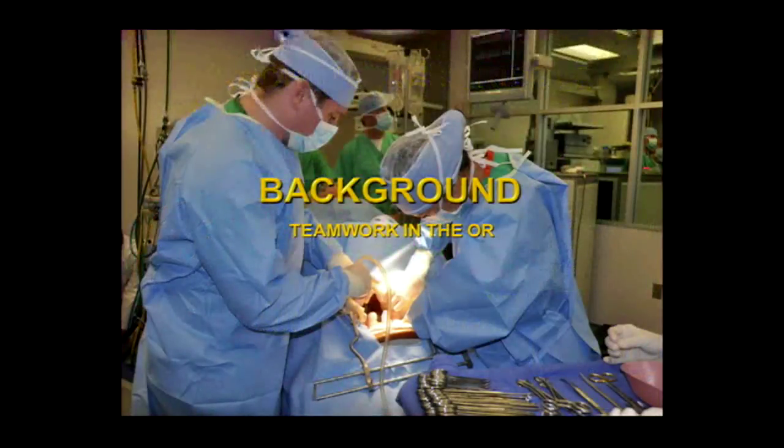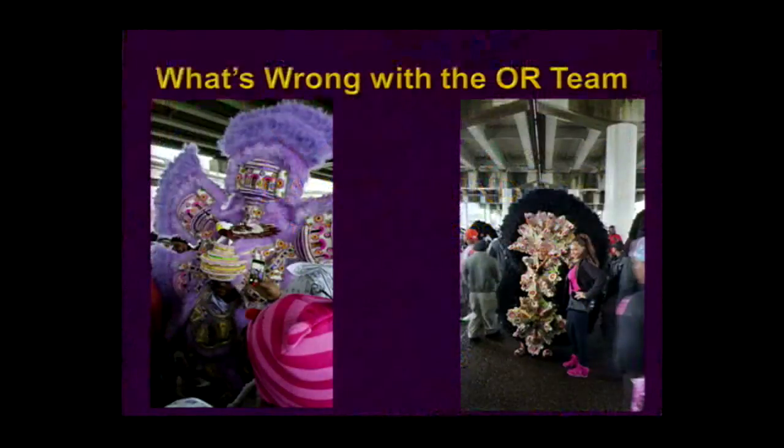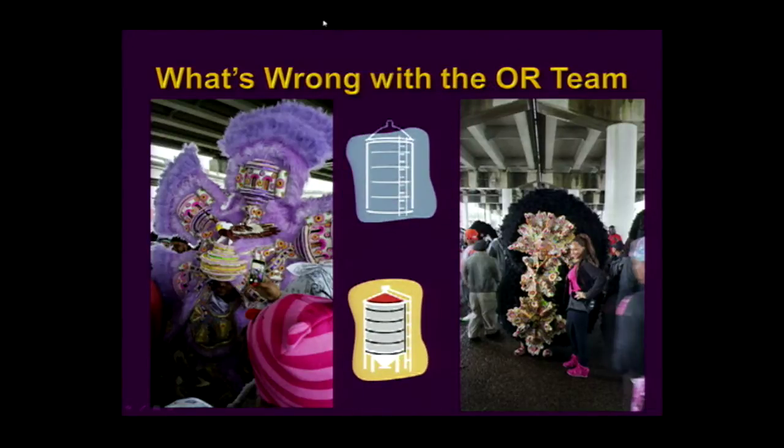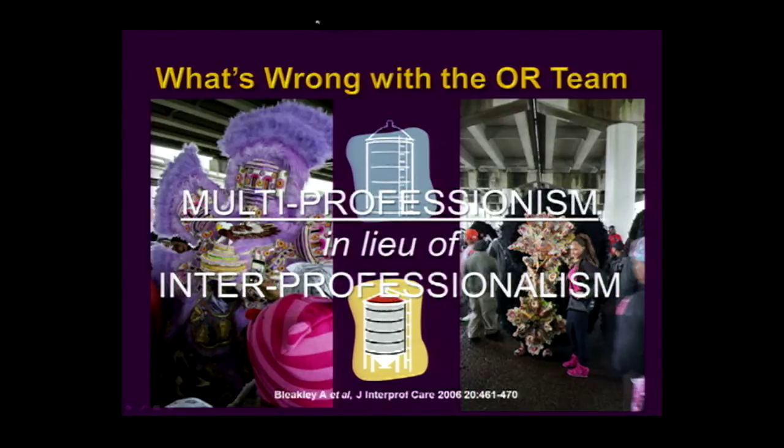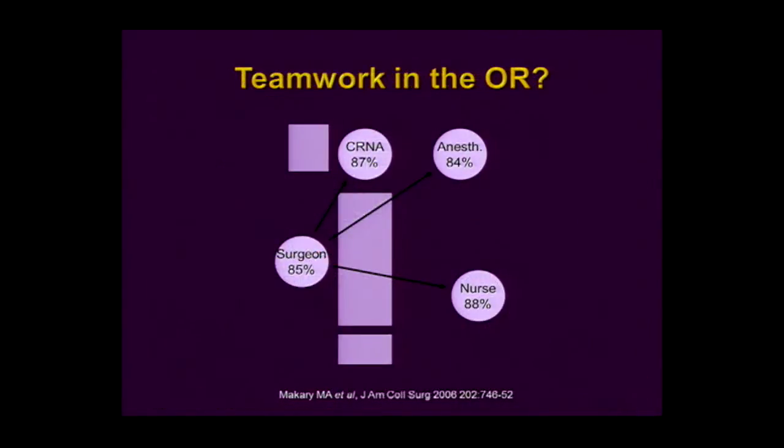So let's talk a little bit about background and teamwork in the OR. This is what's wrong with the OR team today. I'm from New Orleans, so these are Mardi Gras Indians. They come out on Mardi Gras Day. But what are Indians? It's all about tribalism. And how do we get that tribalism in the OR? It's because we live in silos. That's what's wrong with the OR today, because what it fosters is multi-professionalism in lieu of interprofessionalism. Again, it's that team of experts in lieu of an expert team.